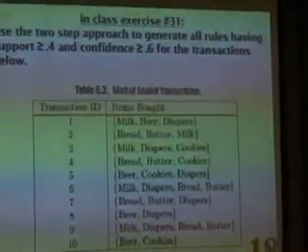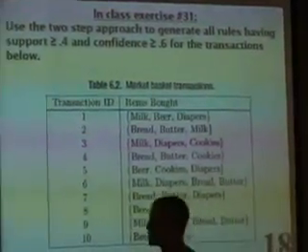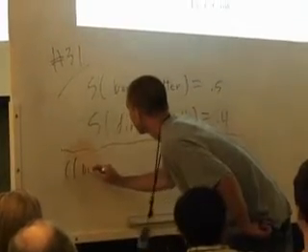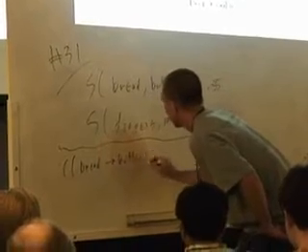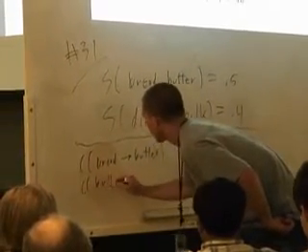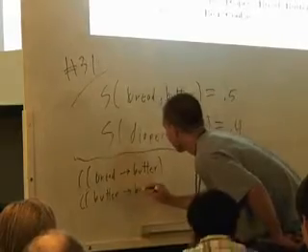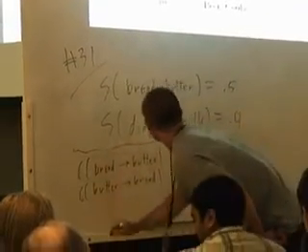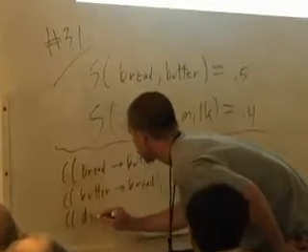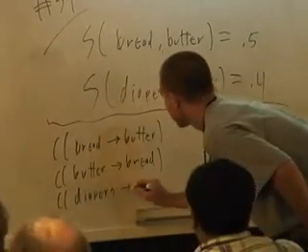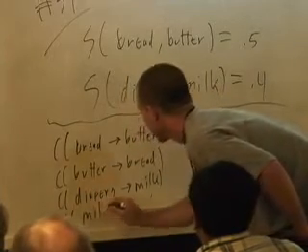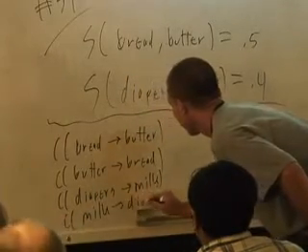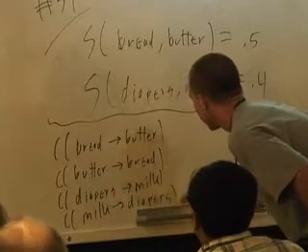Okay, so that of course then suggests we look at the following 4 rules, which is bread implies butter, the other one, butter implies bread, diapers implies milk, and milk implies diapers. That's all that's left from all the possible association rules initially.